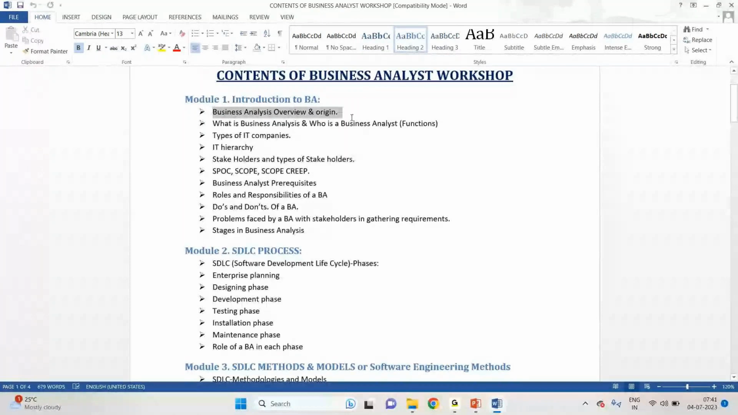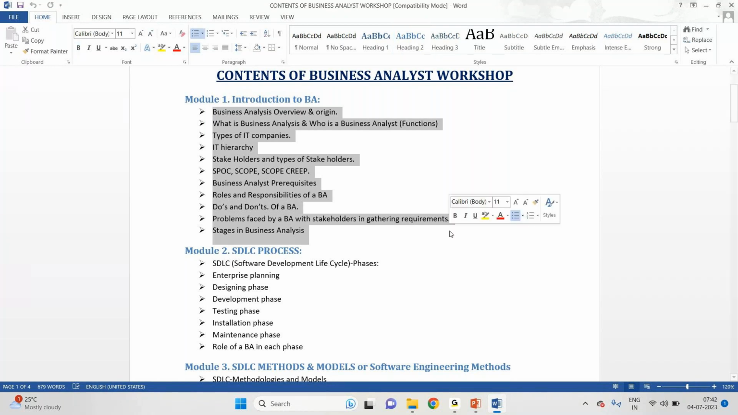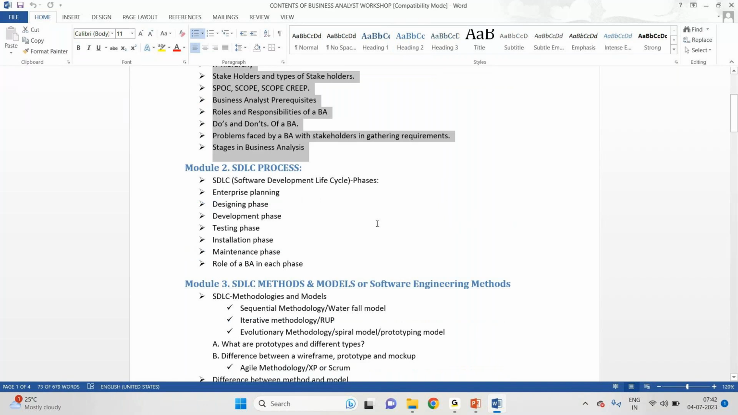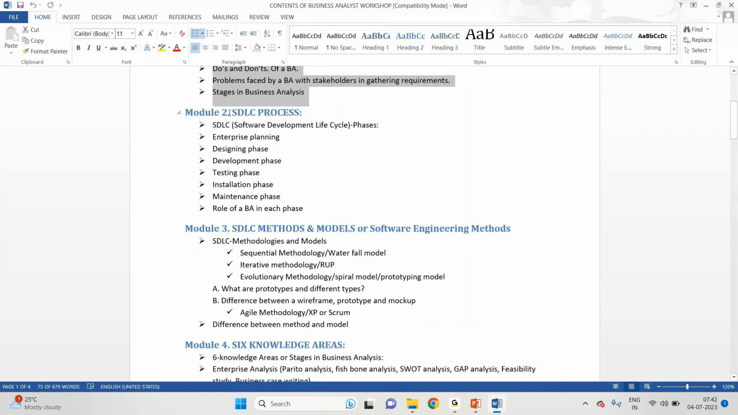Then what is business analysis and who is a business analyst, what are the functions and what are types of IT companies and IT hierarchy. Then who is a stakeholder and what are the different types of stakeholders and what is POC, scope and scope creep. Then we will see business analyst prerequisites, roles and responsibilities of a BA, do's and don'ts of a BA and problems faced by BA with stakeholders in gathering requirements and what are the stages in business analysis. Okay. These all topics come under module number 1, and coming to module number 2, that is SDLC process.